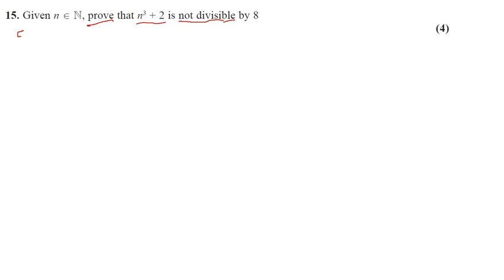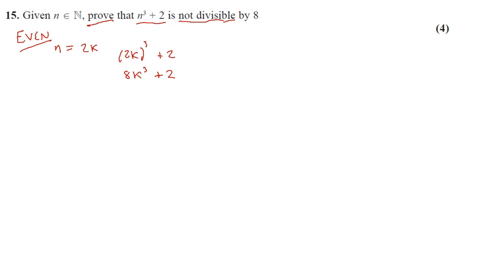So let's start with an even number. If n is even, I could represent n by 2k, because 2k is even. And therefore, if I substitute that in, I get (2k) cubed plus 2. This is then 8k cubed plus 2.